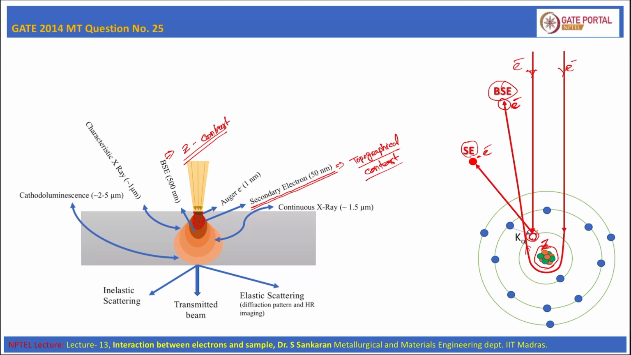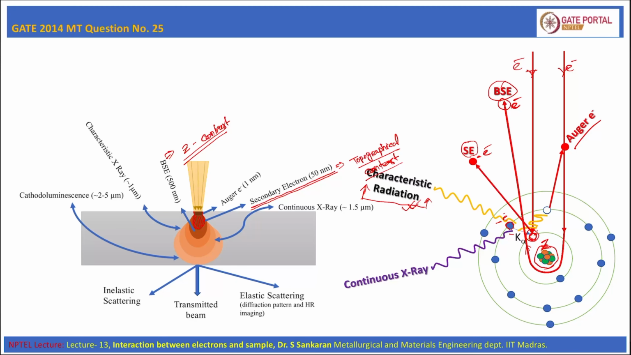Now to fill up this vacant site, an electron will jump from the outer shell to this inner shell, and the difference in energy between these two shells will be emitted as characteristic radiation. This energy difference between the two shells will be emitted as a characteristic X-ray radiation. As this characteristic X-ray radiation is totally a function of the atom, what kind of atom is there, the intensity of the characteristic radiation will also depend on the concentration of that element in the specimen.